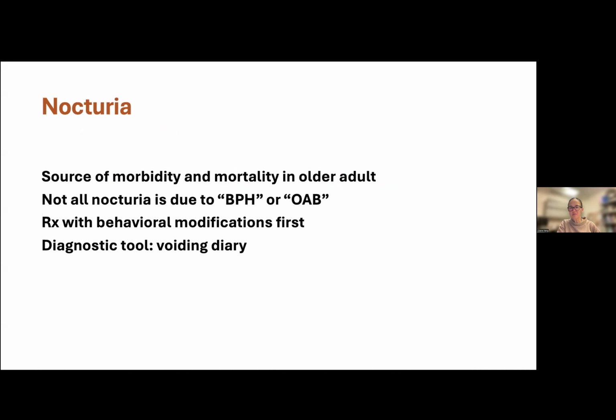You can ask people to write down what they're drinking in the evening, and give them a urinal and ask them to measure how much they're peeing over the course of the night. And so maybe you can help them with behavioral modifications to try to cut down urine production and things like that.